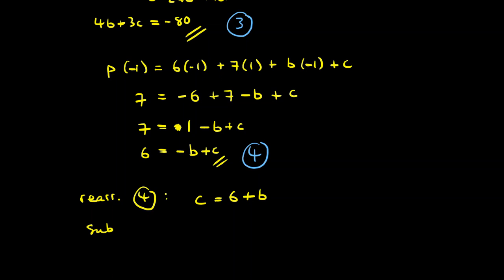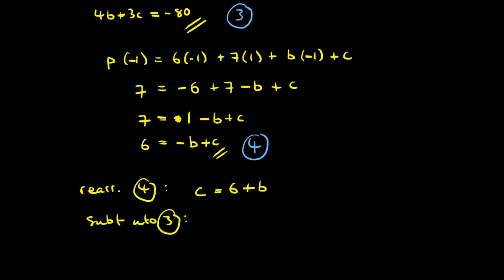I substitute into 3. Notice I'm always writing down what I'm doing, right? It helps the examiner to see your method, but it also means if you make a mistake later on, it's quite easy for you to go back and correct your work. So I encourage you to do that.